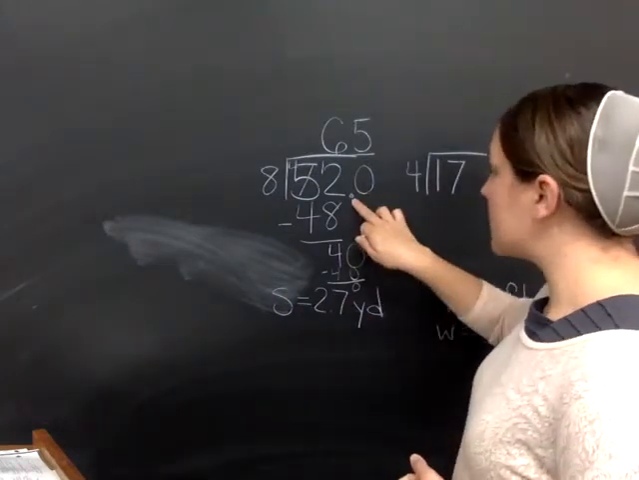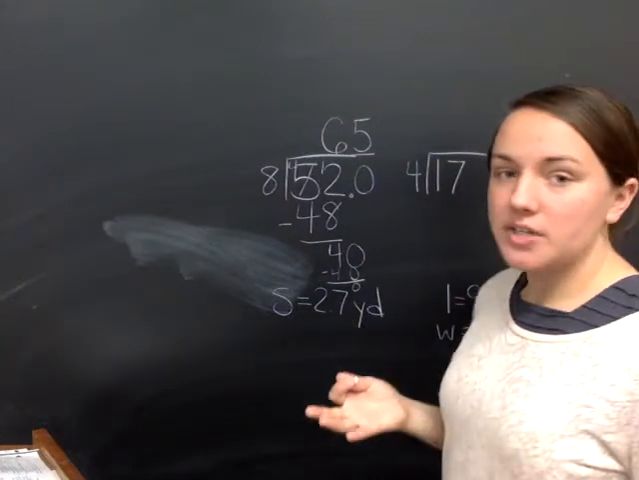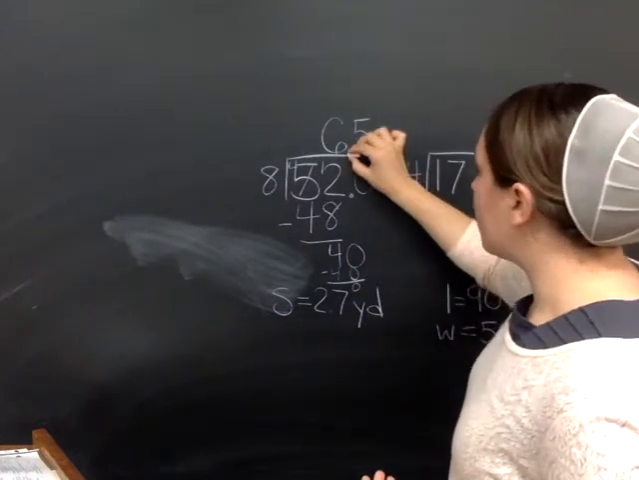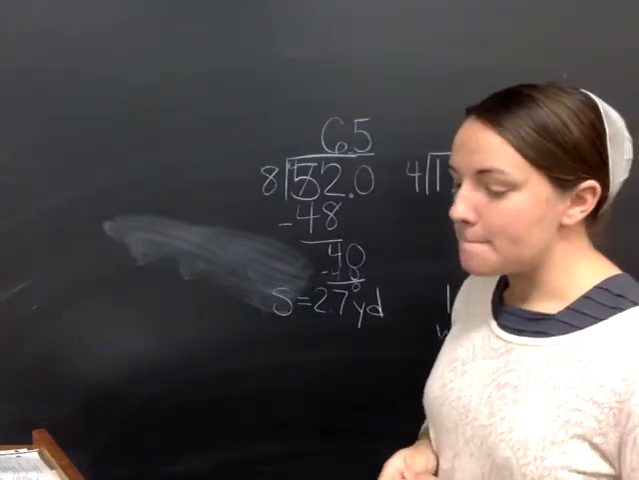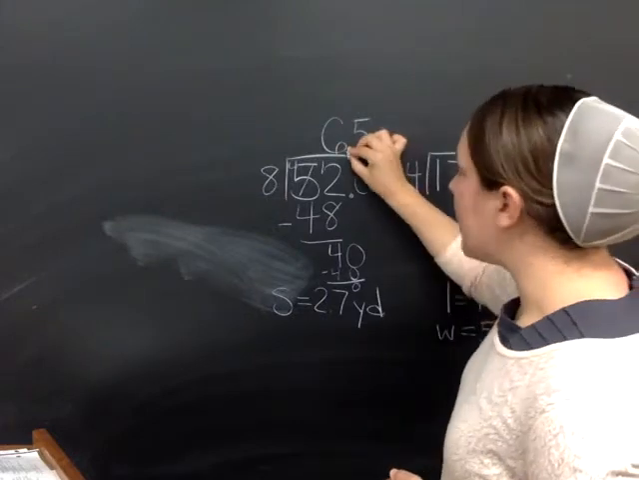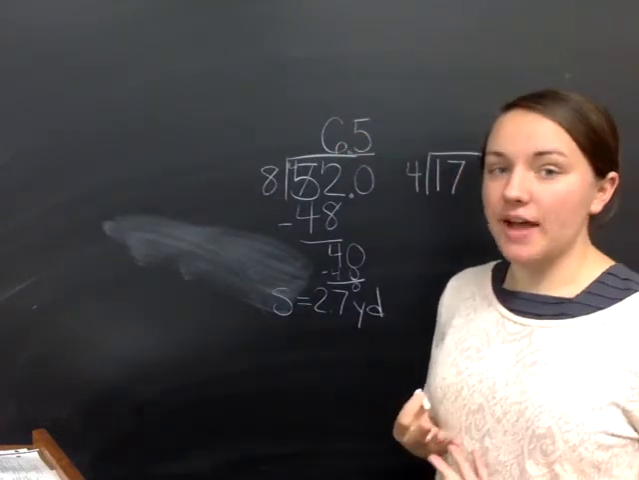Now, because we have a decimal point in our dividend, we have to put our decimal point in our quotient right above where it is in the dividend. And this is our final answer, 6 5/10.